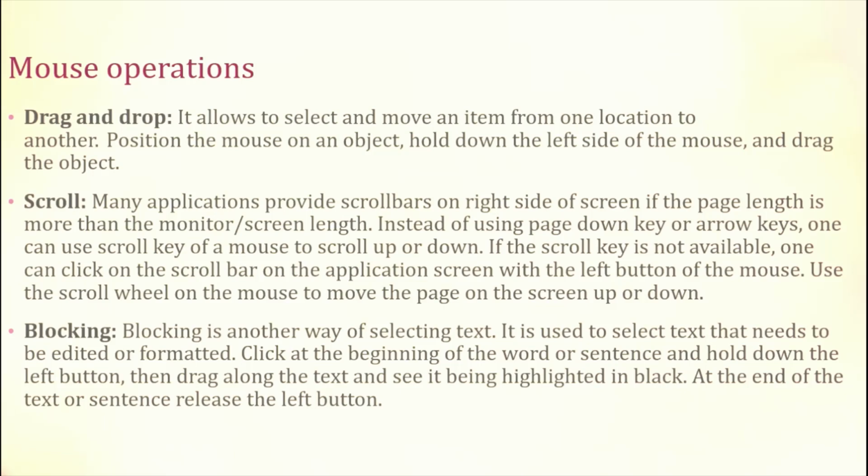Blocking. Blocking is another way of selecting text. It is used to select text that needs to be edited or formatted. Click at the beginning of the word or sentence and hold down the left button. Then drag along the text and see it being highlighted in black. At the end of the text or sentence, release the left button.